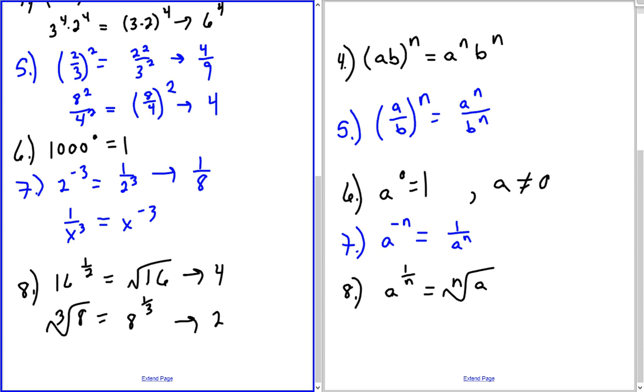Okay, so those are the general 8 exponent properties that we'll be focusing on, and you're going to see a lot of these problems in your review preview.